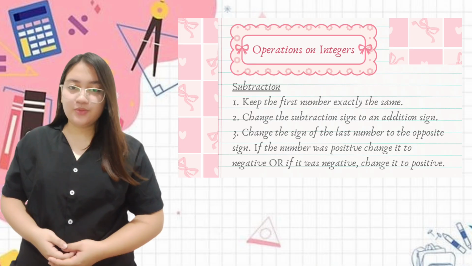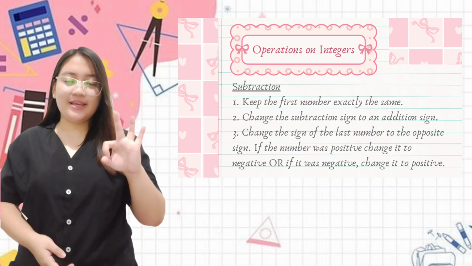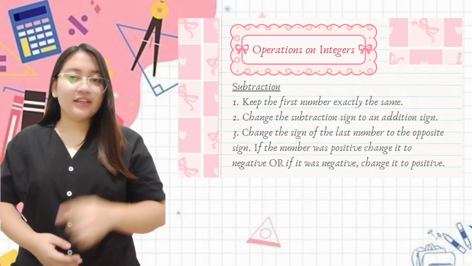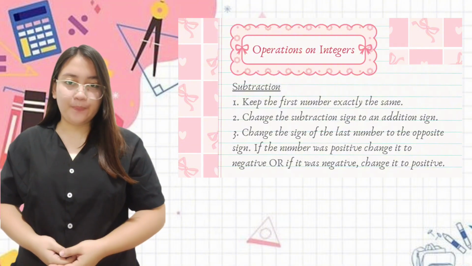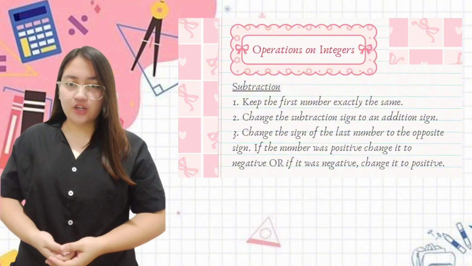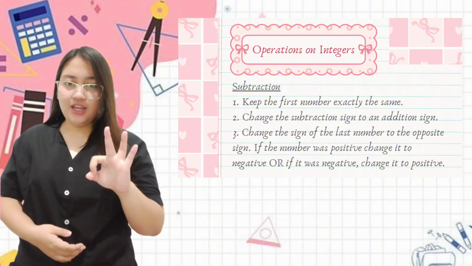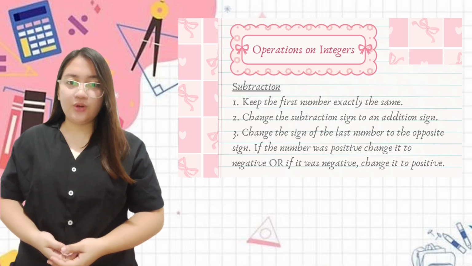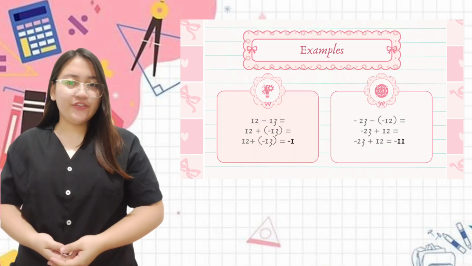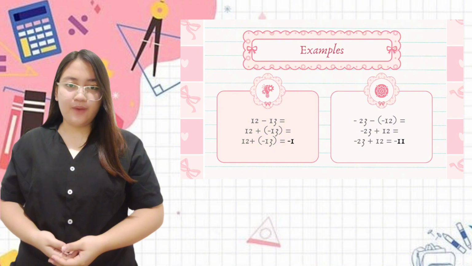Today, we're going to make subtraction super easy by following 3 simple steps. Step 1, keep the first number exactly the same. Step 2, change the subtraction sign to addition. Step 3, change the sign of the second number to its opposite. Here are the following examples to illustrate the steps better.